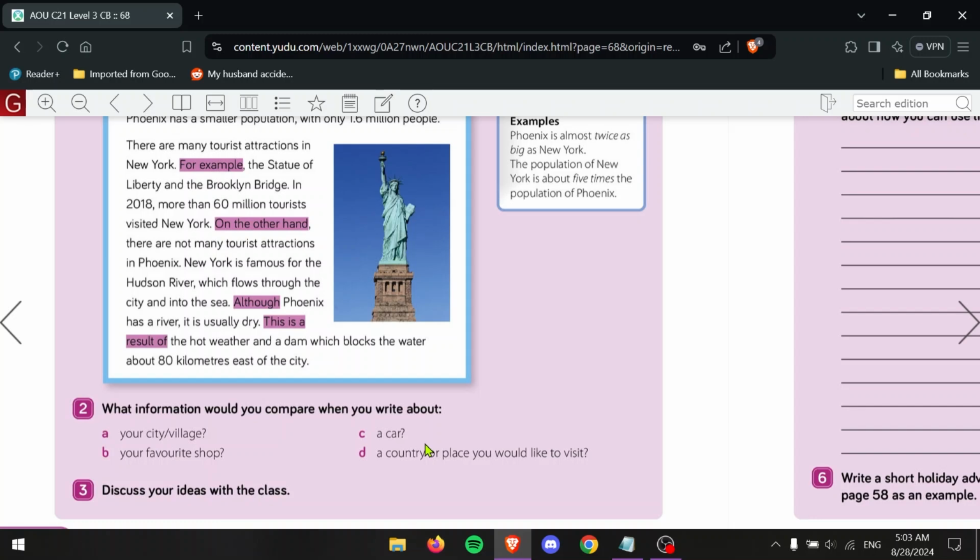If it's a flower shop, you'll talk about the different kinds of flowers, different seasons, what they have, what they don't have, things like that. But it could be a video game shop, for example, and then it's a totally different thing. So this will depend. Finally, a country or place you would like to visit.